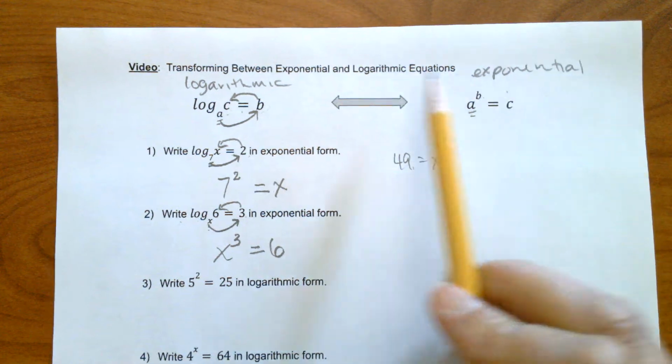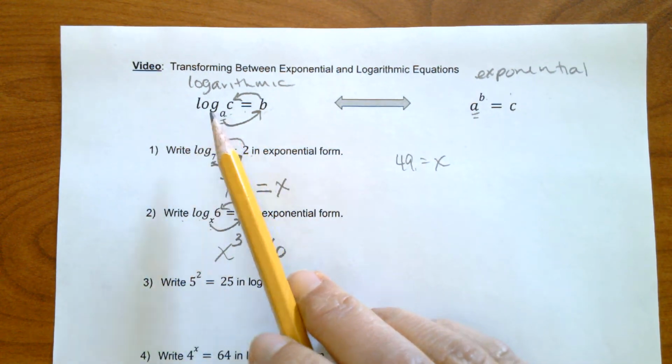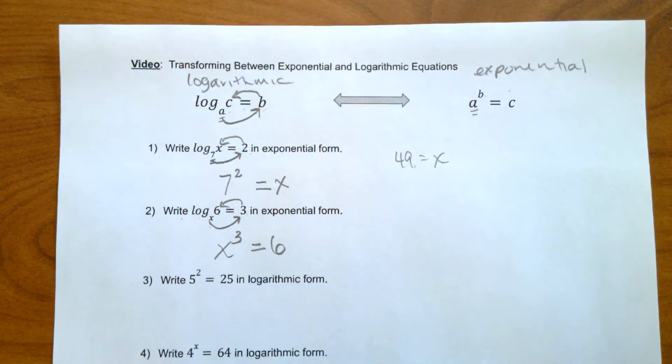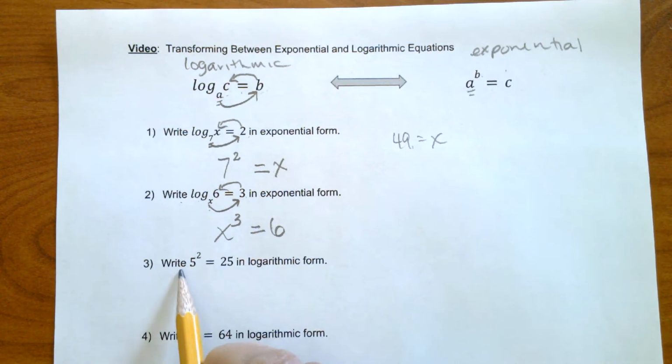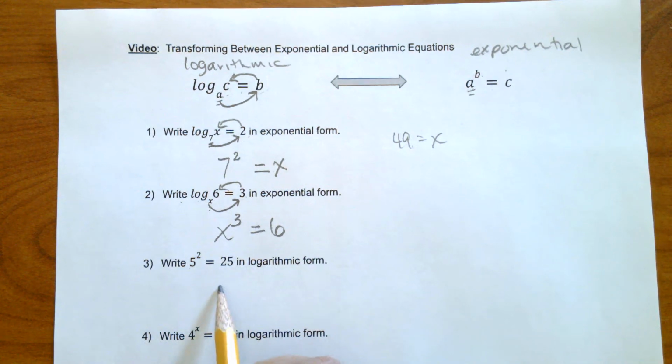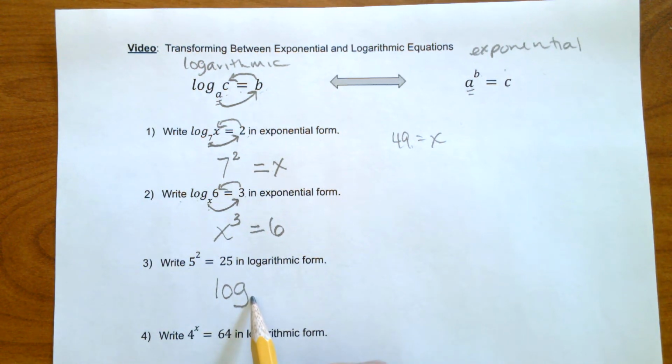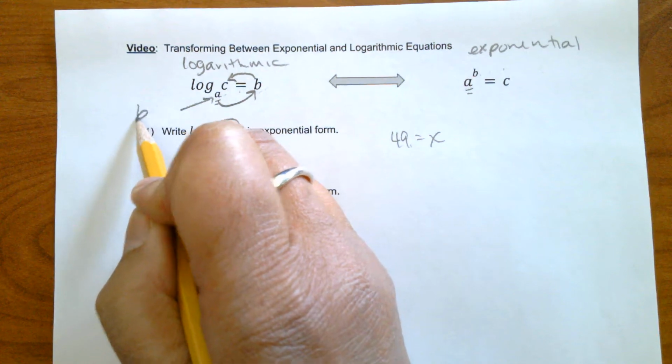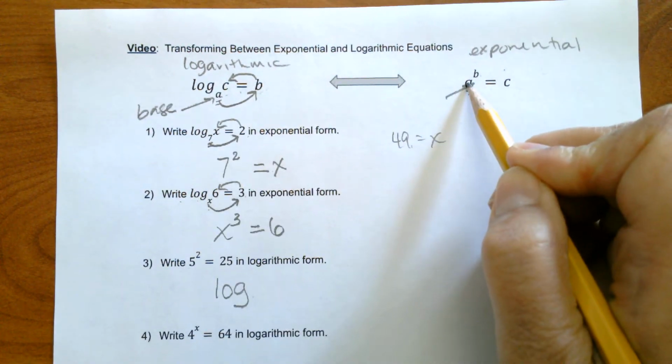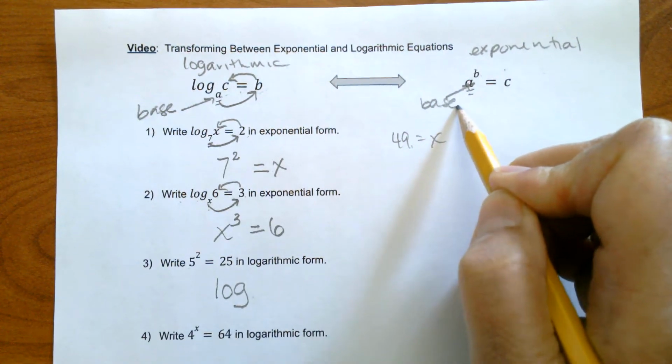All right, let's go the other way. Let's go from exponential back to logarithmic. And yes, very similar to what you were doing. First, we have to write 5 squared equals 25 in logarithmic form. First, write your log. Okay. Now, the little tiny number, this is your base. This big number is your base.